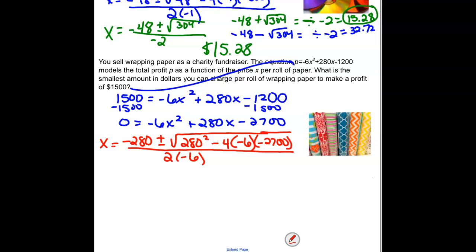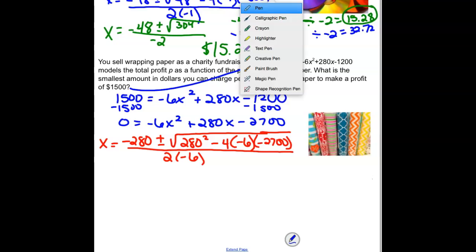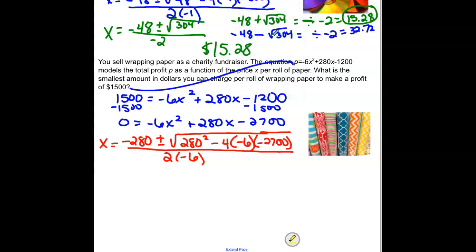All right, so once again, we need to clean up that whole discriminant piece. So go ahead and grab your calculators. Take 280, we're doing this part right here. 280 squared minus 4 times negative 6 times negative 2700.